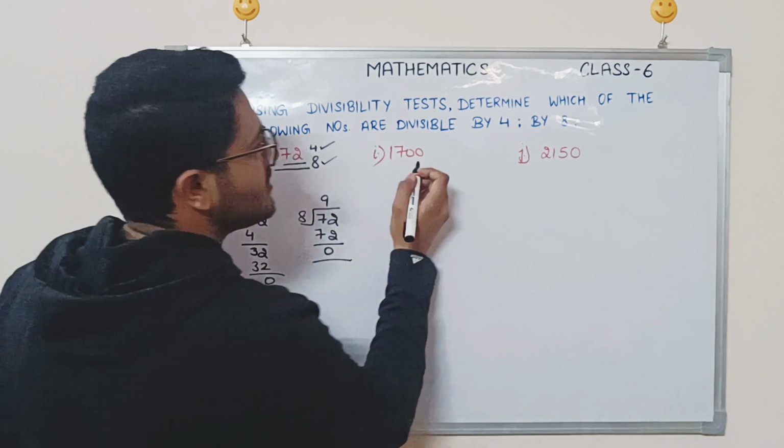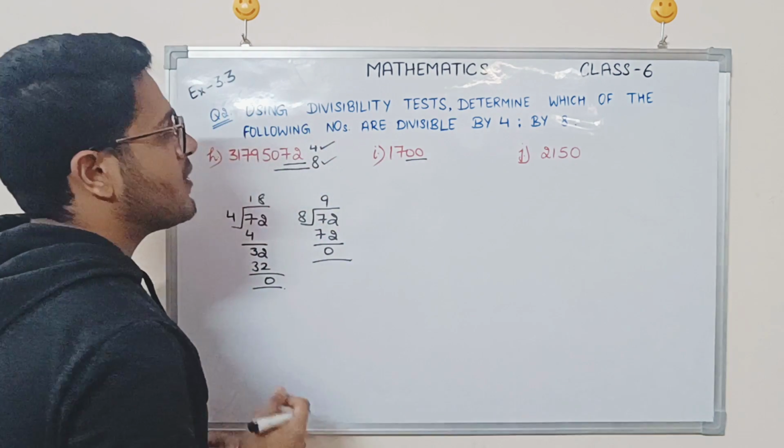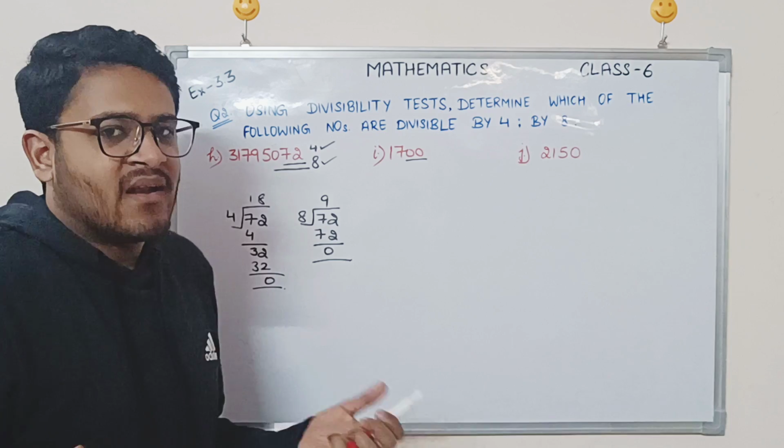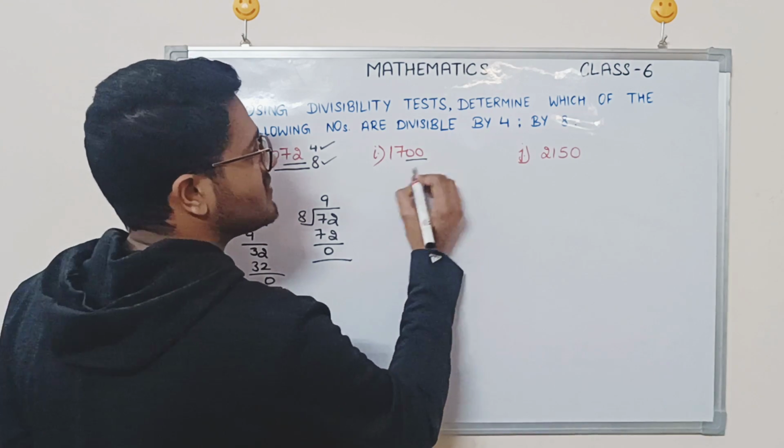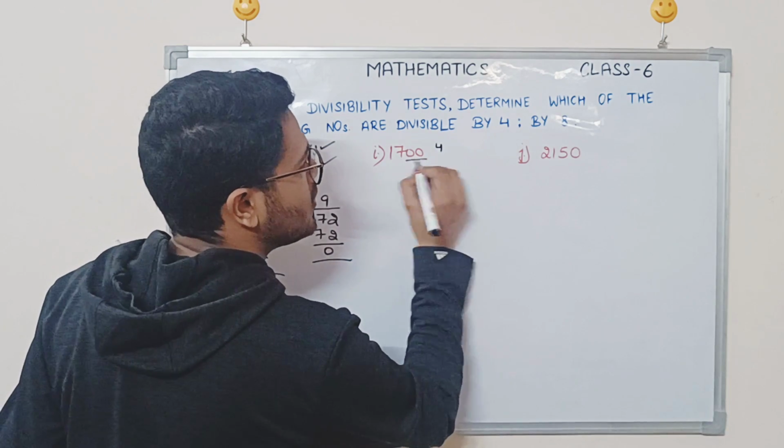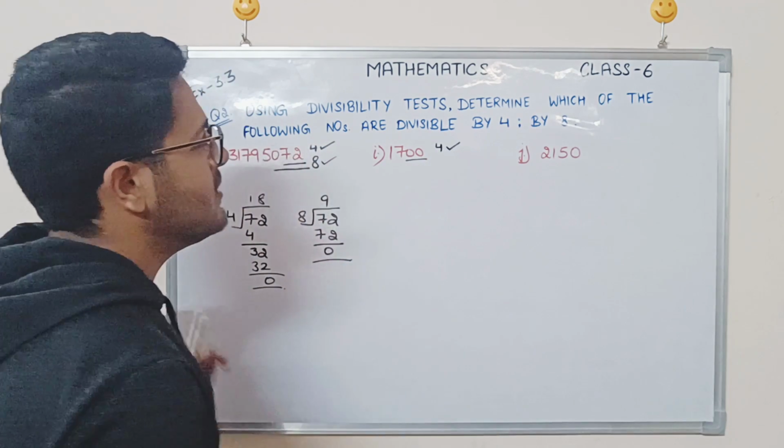Next, 1700, last two digits 00. So 4 zeros are 0. We can directly say that 0 is divisible by 4, right? If 0 is divisible by 4, therefore this whole number is also divisible by 4.